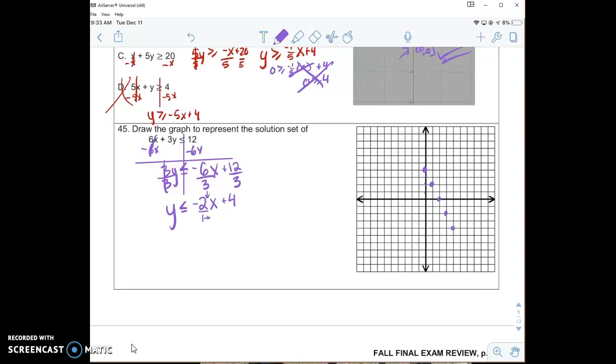All the way across the graph. And all the way back the other direction. My inequality symbol is less than or equal to, so this should be a solid line.